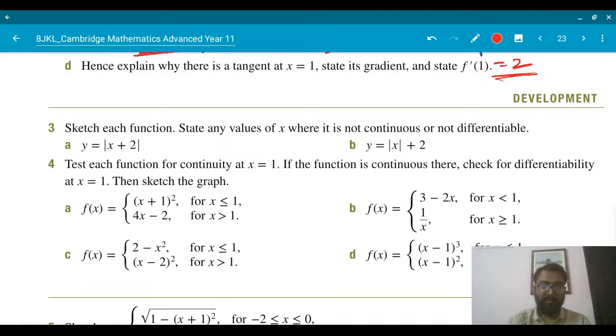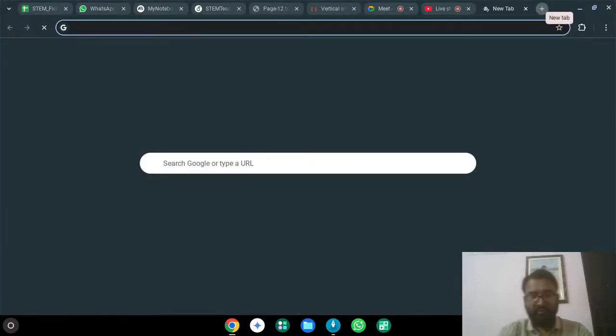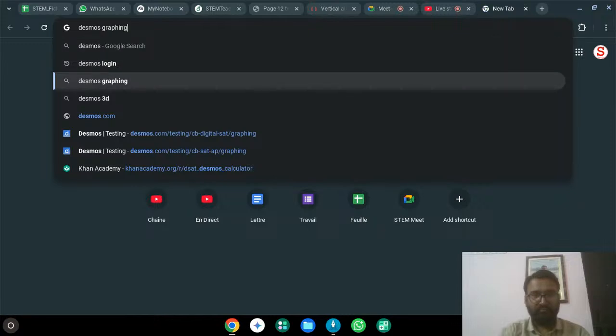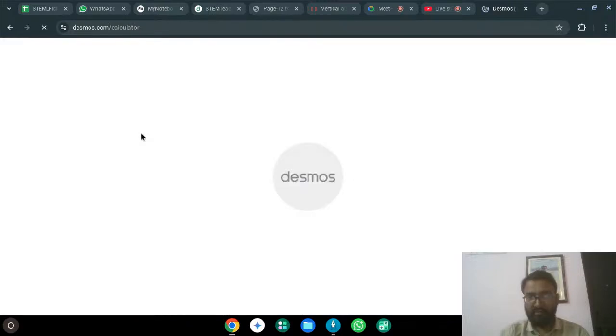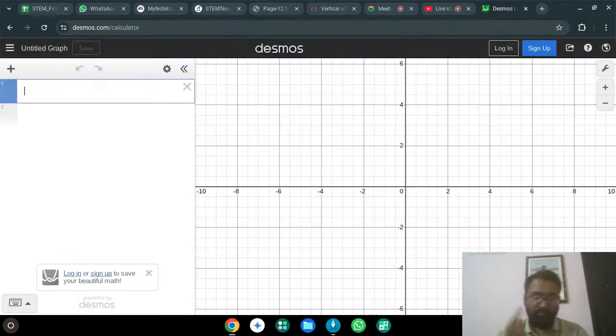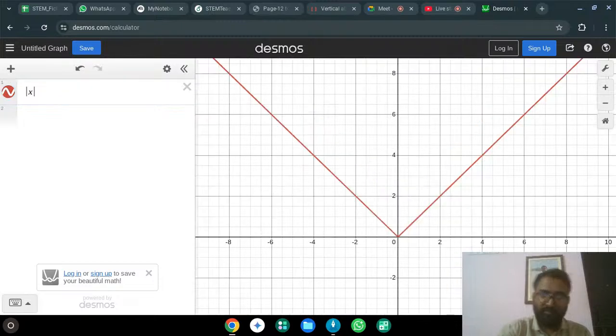So let me go with online. For that, I'm changing my stream of live session. I'm sharing my entire screen. So now we can go to Desmos. It's open source. You can use it online. So it is Desmos graphing. Here, can you see mod X? I want to see how you understand the graphing knowledge. What is the graph of mod X?